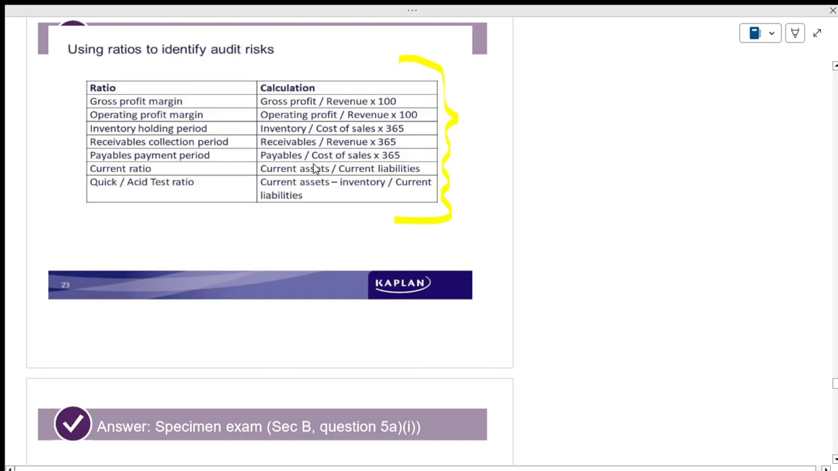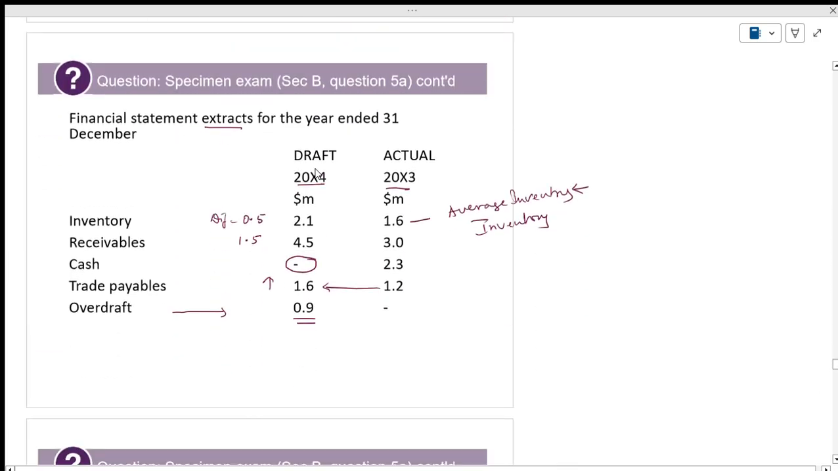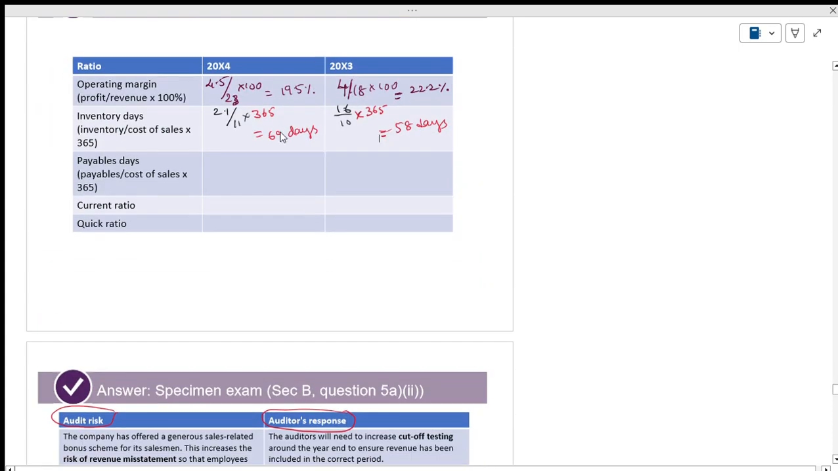Payables is how much? 1.6, 1.2. 1.6 divided by 11 into 365. 1.2 divided by 10 times 365. 53. Next.